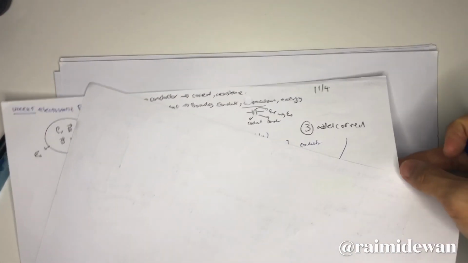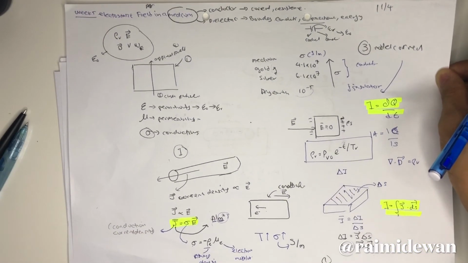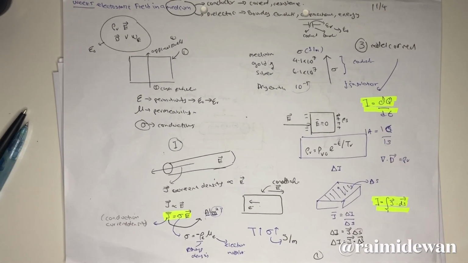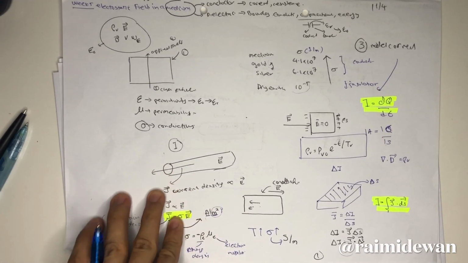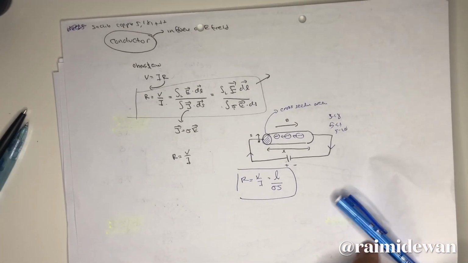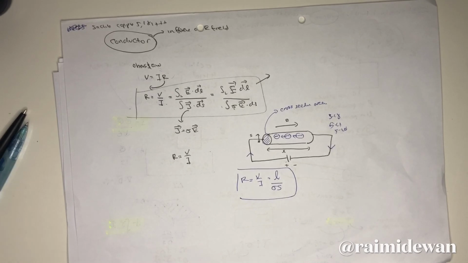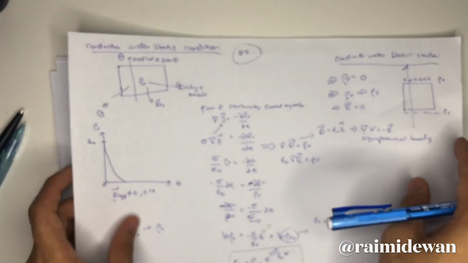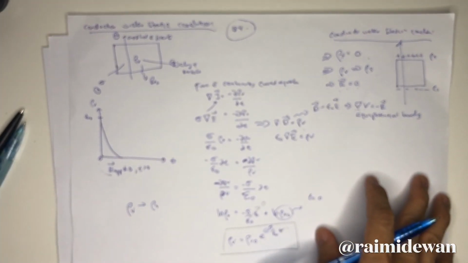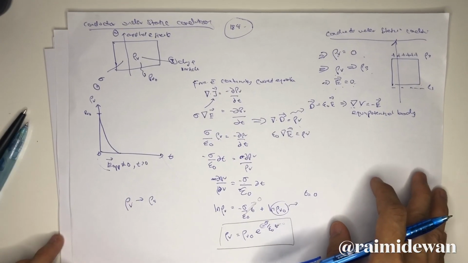Which is conductor in dielectric boundary condition and introduction to the concept of capacitance. So we have covered this in the last lecture, and we also covered where you obtain your resistance from the field theory approach, and then you know about the conductor under static condition.